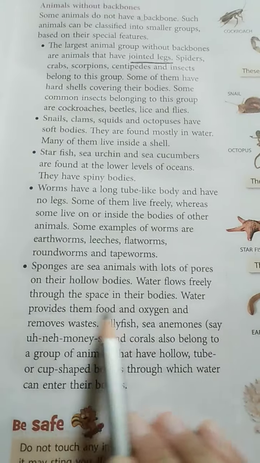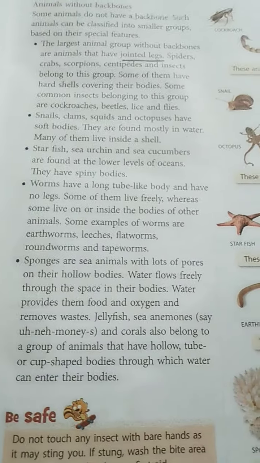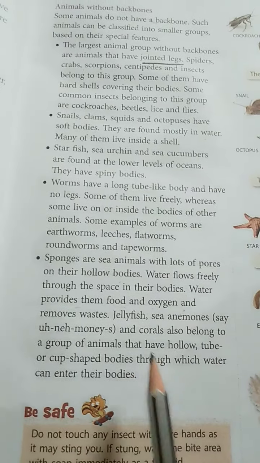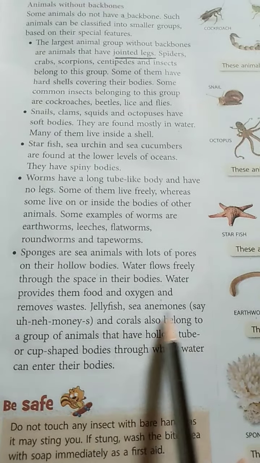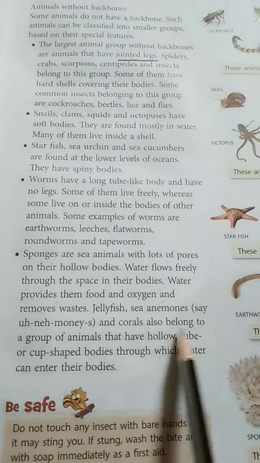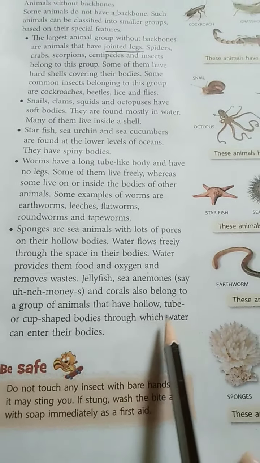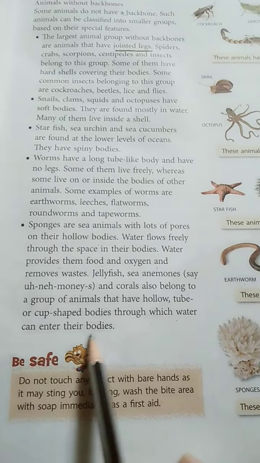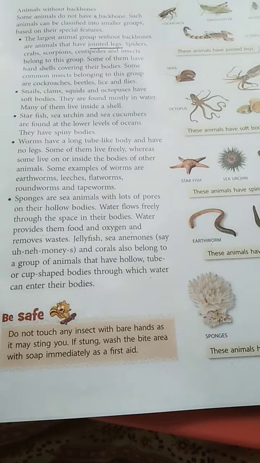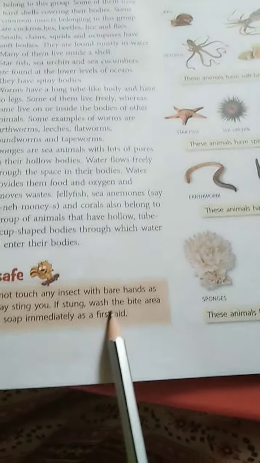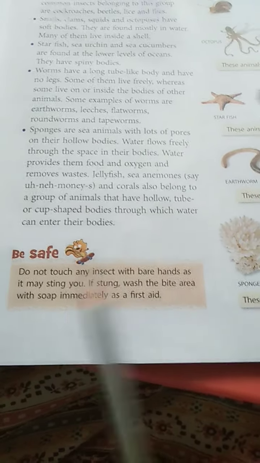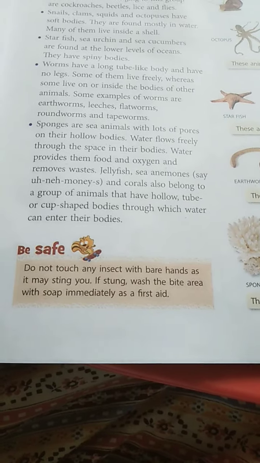The water flows freely through the spaces. Water flows through their body. Okay. And water provides them food and oxygen also. Jellyfish and sea anemones and corals also belong to the group of animals that have hollow bodies, tube or cup-shaped bodies through which water can enter their bodies. Now, be safe. Do not touch any insect with bare hands as it may sting you. This is a general thing that you should not touch anything if you don't know what it is.